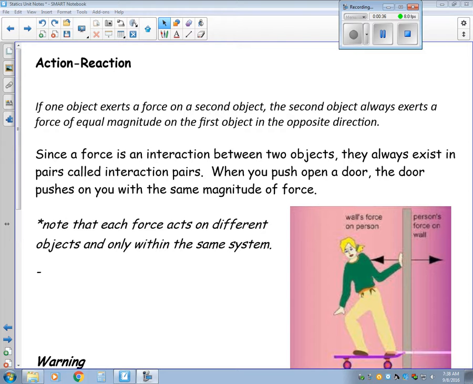When you push on a door, the door pushes back on you with the same strength of force. Now what's different is that you and the door have different masses. So that's why you're still able to push the door open.